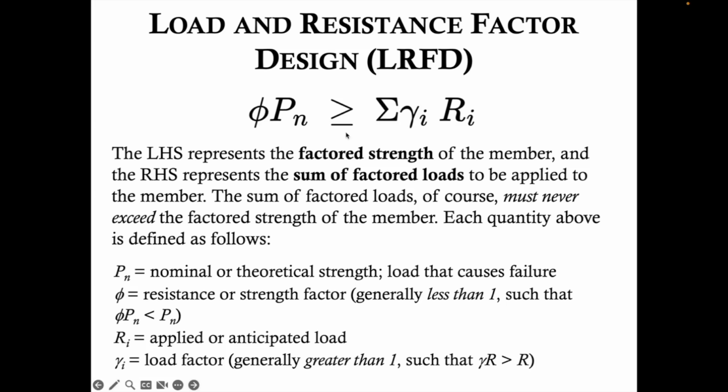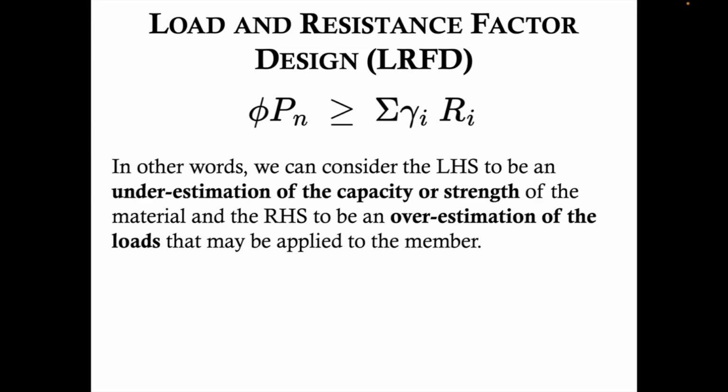Each quantity above is defined as follows. P_n is the nominal or theoretical strength of the material, the load that causes failure. Phi, the Greek letter φ, is the resistance or strength factor. Phi is generally less than 1, such that φP_n is less than P_n, so the factored strength is less than the nominal or theoretical strength. R_i is the applied or anticipated load. Gamma_i is the load factor, which is generally greater than 1, such that γR for any given load is greater than R. In other words, we can consider the left-hand side to be an underestimation of the capacity or strength of the material, and the right-hand side to be an overestimation of the loads that may be applied to the member.